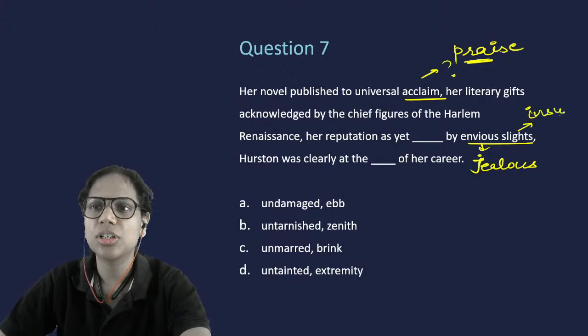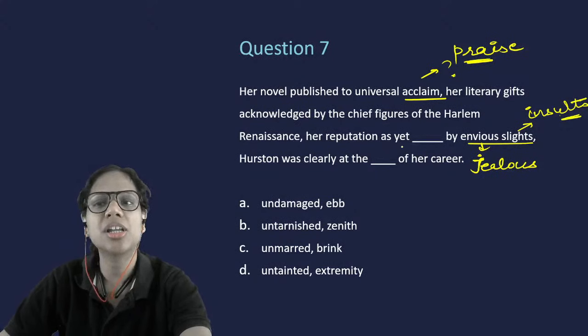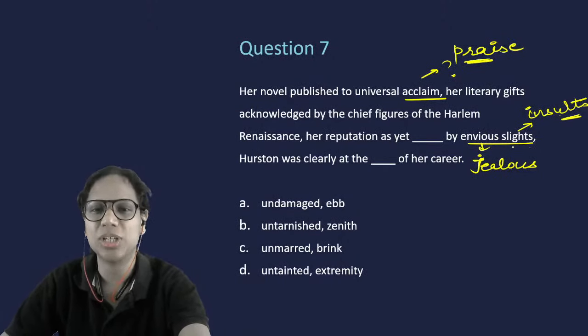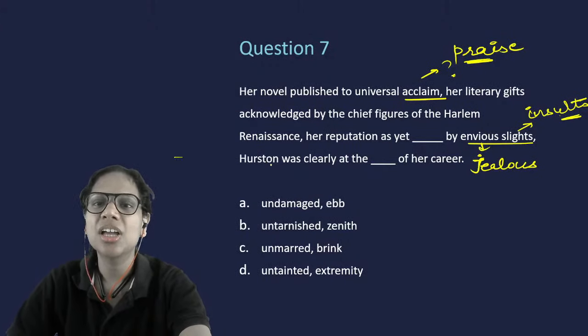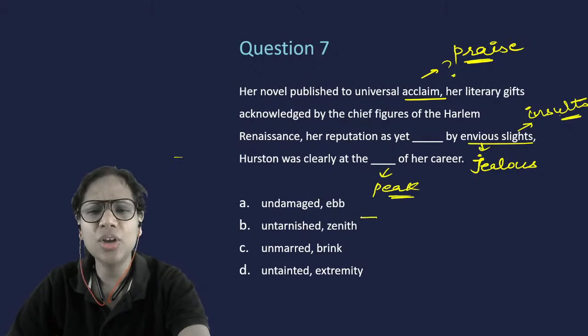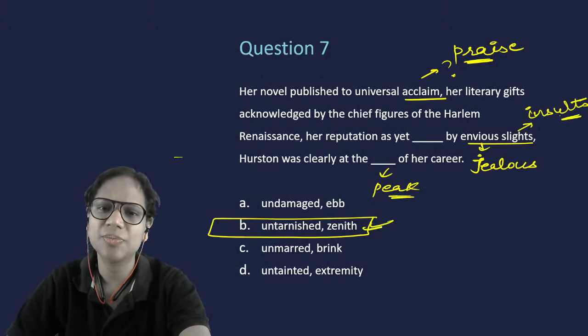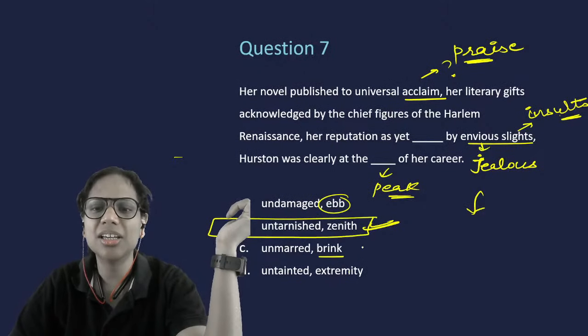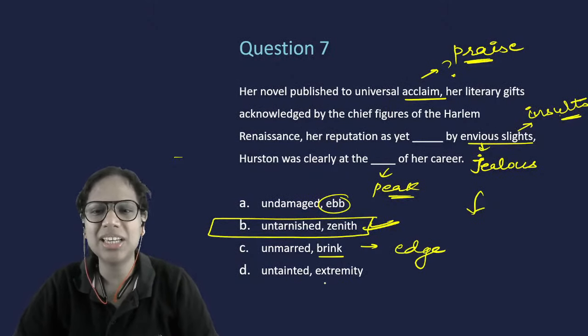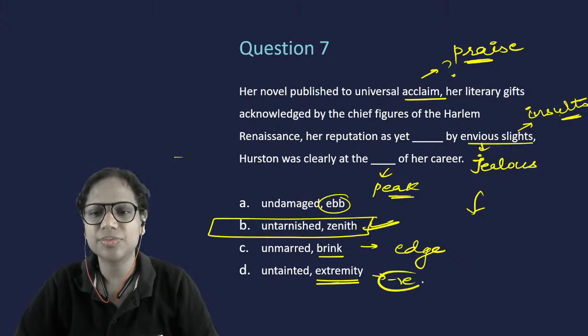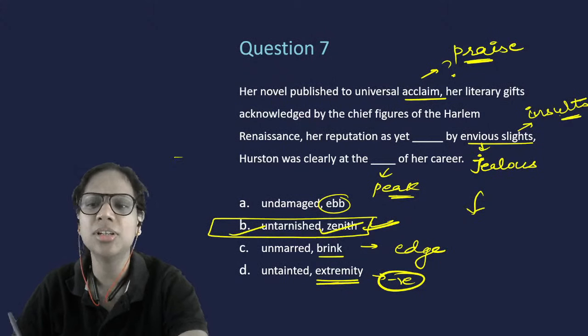Okay. So that means at the time point that we are talking about, her reputation had still not been tarnished by such jealous insults. Those were yet to come her way. They hadn't really come her way till then. Hurston was clearly at the dash of her career. So she was at the peak of her career. I think this is very easy to identify. And the only option that mentions the word peak here is option B, which says zenith. Ebb is a low point, right? Brink is the edge of something, not the peak. Extremity again is a negative word. I needed zenith, which is only there in option B.